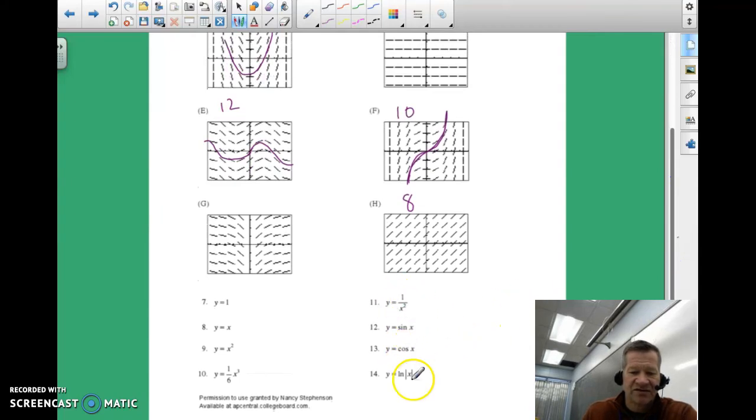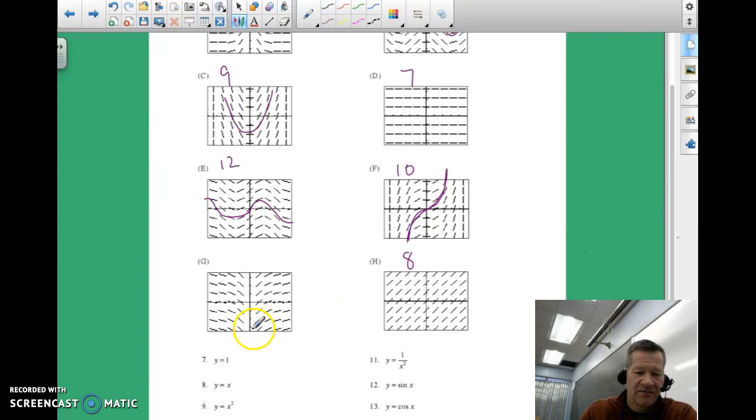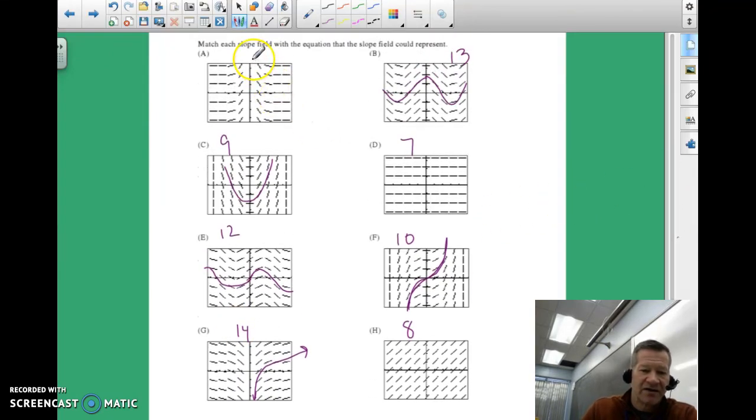11 is 1 over x squared. 14 is a natural log. Natural log, I guess that would be this one here. We're vertical on this axis, and then it bends off that way. So that looks like the natural log. And then 1 over x squared looks like hyperbolic curves approaching and then kind of leveling off, and approaching and then kind of leveling off there as well. Okay, so that looks like 1 over x squared. That would be number 11. So that's a little easier because you can tell the shape.